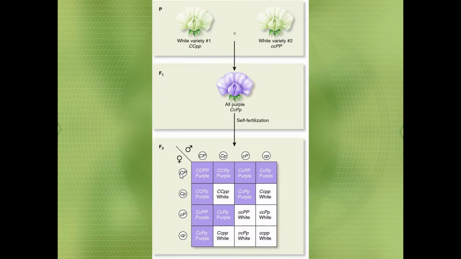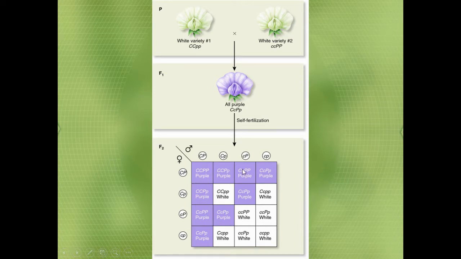So if you look at this here, we have white variety number 1 mixed with white variety number 2. So we have 2 capital C's, 2 lowercase p's gave us a white flower. 2 lowercase c's, 2 capital P's also gave us a white flower, which is kind of crazy, right? Whenever we mixed those 2 flowers through self-fertilization, we ended up with a purple flower, which is a heterozygous type of flower.